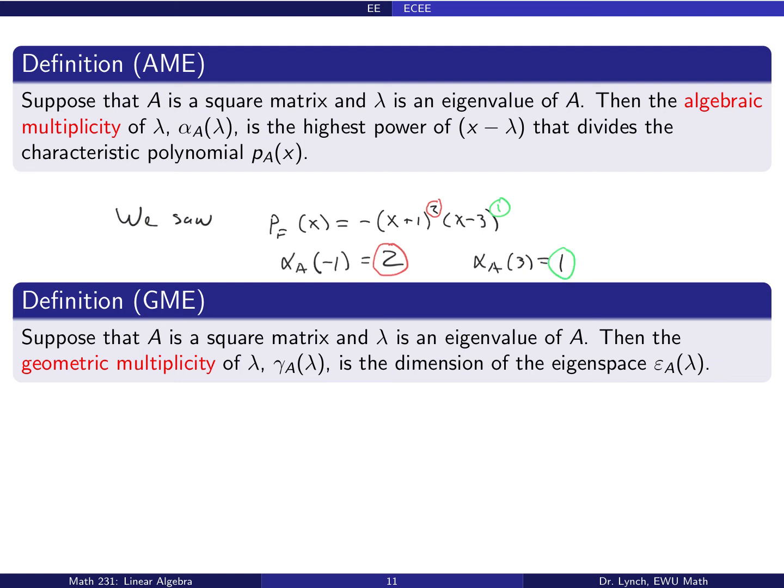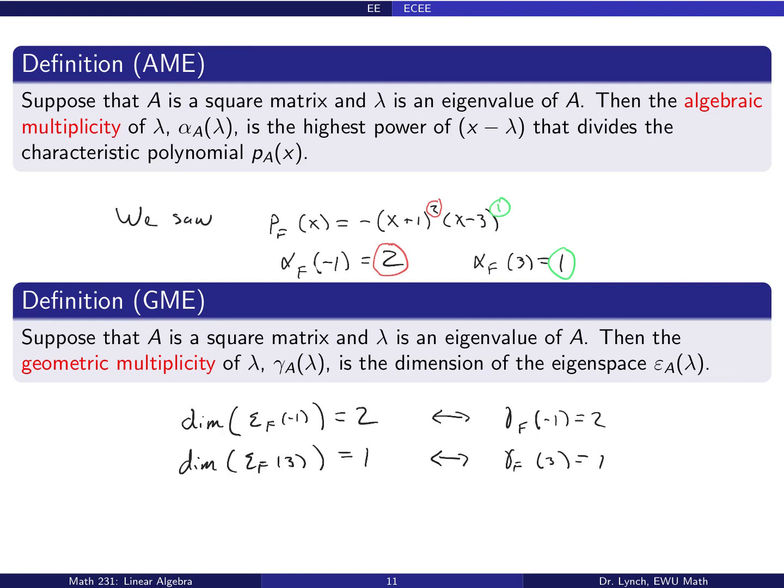Now, on the other hand, the dimension of the eigenspace tells us the geometric multiplicity. Since the dimension of the eigenspace of F corresponding to the eigenvalue -1 is 2, we say that the geometric multiplicity of F corresponding to the eigenvalue -1 is 2. And similarly, since the dimension of the eigenspace of F corresponding to the eigenvalue 3 is 1, we say that the geometric multiplicity is 1.